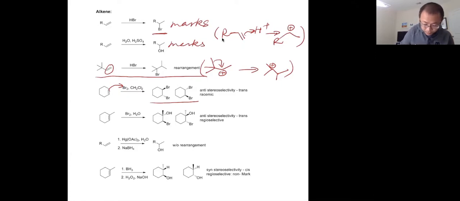Okay, next, adding Br2 in the presence of water. The product is a halohydrin, or here a bromohydrin, meaning after forming the bridged bromonium ion intermediate, Br minus does not open the ring. Instead, water will open the bromonium ion ring. So that is why you're adding a Br and adding a water. This OH came from where? It came from water.